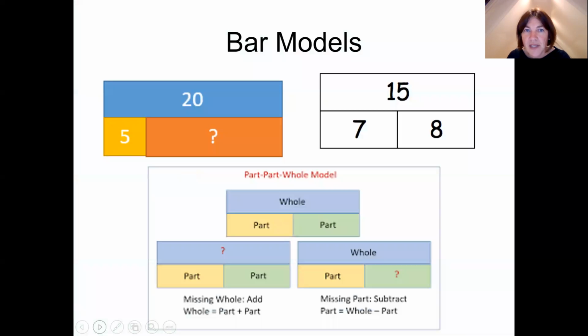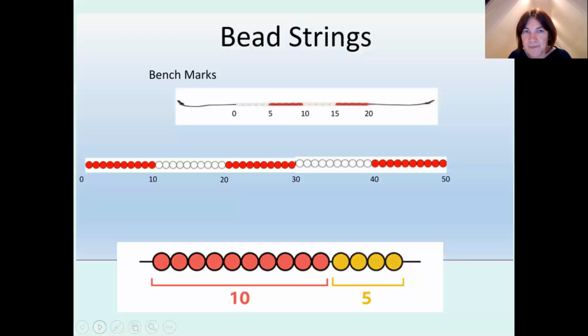Bar models are almost the same as a part-part-whole model, except we do tend to use them a lot in Key Stage 2. So we're introducing it early so that they get used to it, but it is basically the same idea where we've got the whole at the top and then the bar underneath is split into parts. It could be 2 parts, it could be 3 parts. And that relationship between the whole and the parts. So it can lend itself to problem solving. Do I need to add? Do I need to subtract to find the part that's missing?